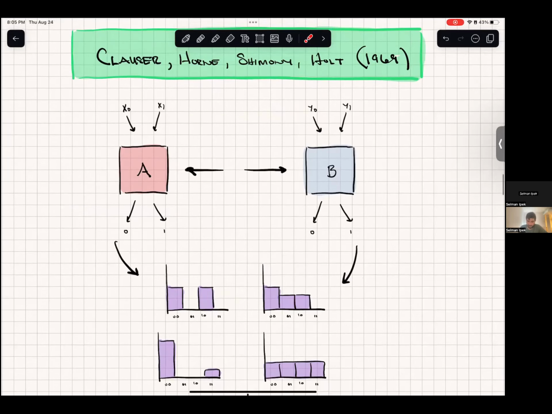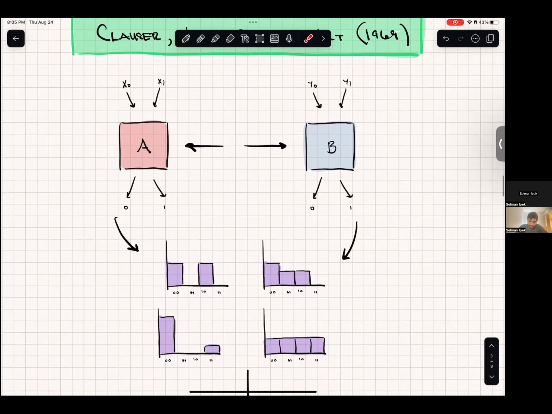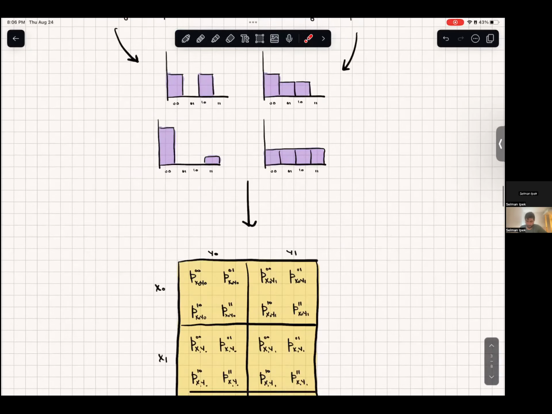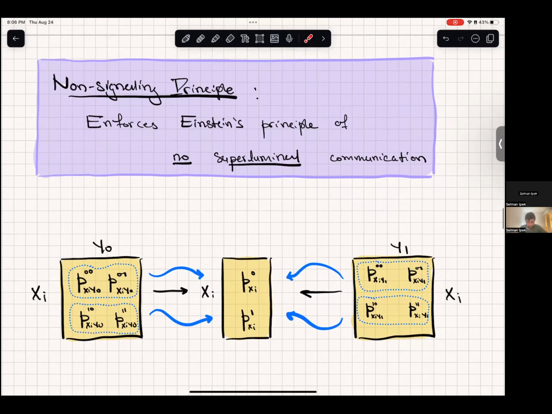So it should be the case that Bob cannot affect the outcomes of Alice and vice versa. Should you be able to do that, then this would violate Einstein's special relativity. So we call this the non-signaling principle, which enforces the principle of special relativity.